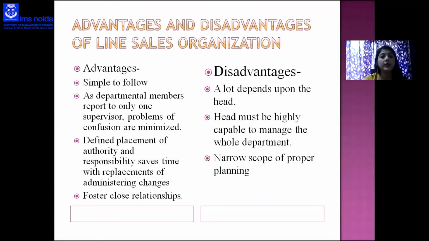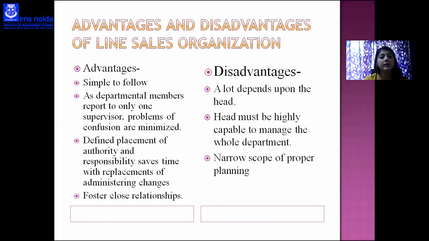The first advantage is the basic simplicity of line organization, which is the main reason for its use. It's very simple to use. And because each department member reports only to one superior, problems of discipline and confusion are less. Lines of authority and responsibilities are very clear and logical. It is difficult for individuals to shift or evade responsibilities, and it saves time. It helps in fostering a close relationship between the subordinates and the employees.